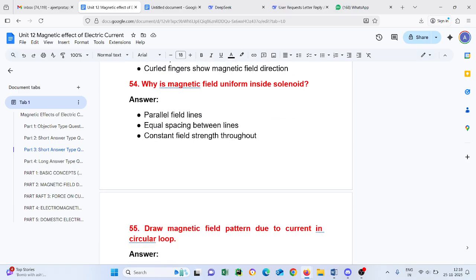Question number 54. Why is the magnetic field uniform inside a solenoid? Parallel field lines, equal spacing between lines, constant field strength throughout.